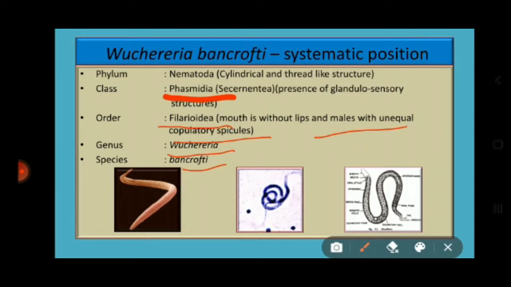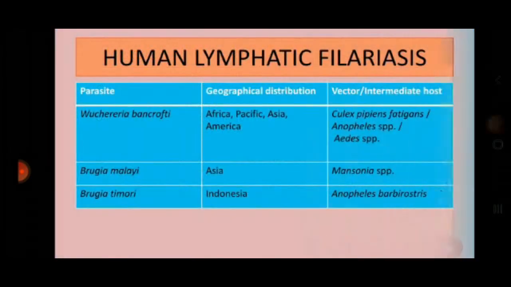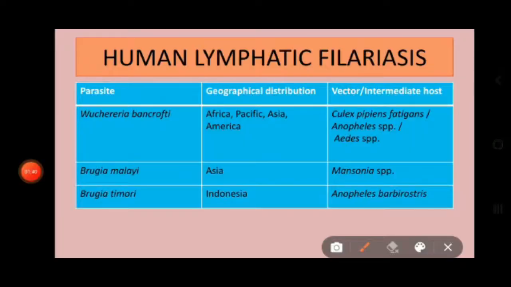It has got its name from two scientists. One is Brazilian physician Otto Edward Henry Wucherer, and the other is British parasitologist Joseph Bancroft. Now, this parasite is commonly called lymphatic parasite, and it causes the disease called human lymphatic filariasis.